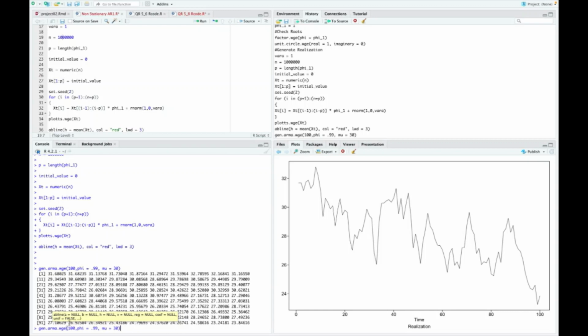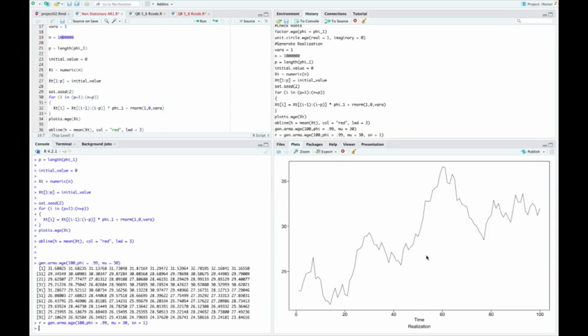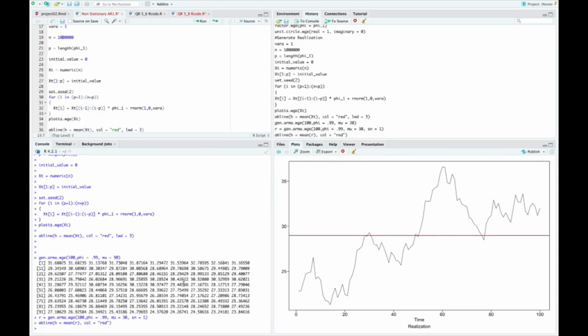If I did that, and put in abline, actually I'd have to do a little inline coding. So I say r for realization. I didn't specify a seed, so I'll specify a seed here so that we can all do the same one. Let's say sn equals 1. And so we do that. We remember it's got that increasing trend in the beginning. But then if I do abline h equals mean of r, color equals red, then we'll drop our line on there. We gave it a mean of 30, and it's pretty close to 30.